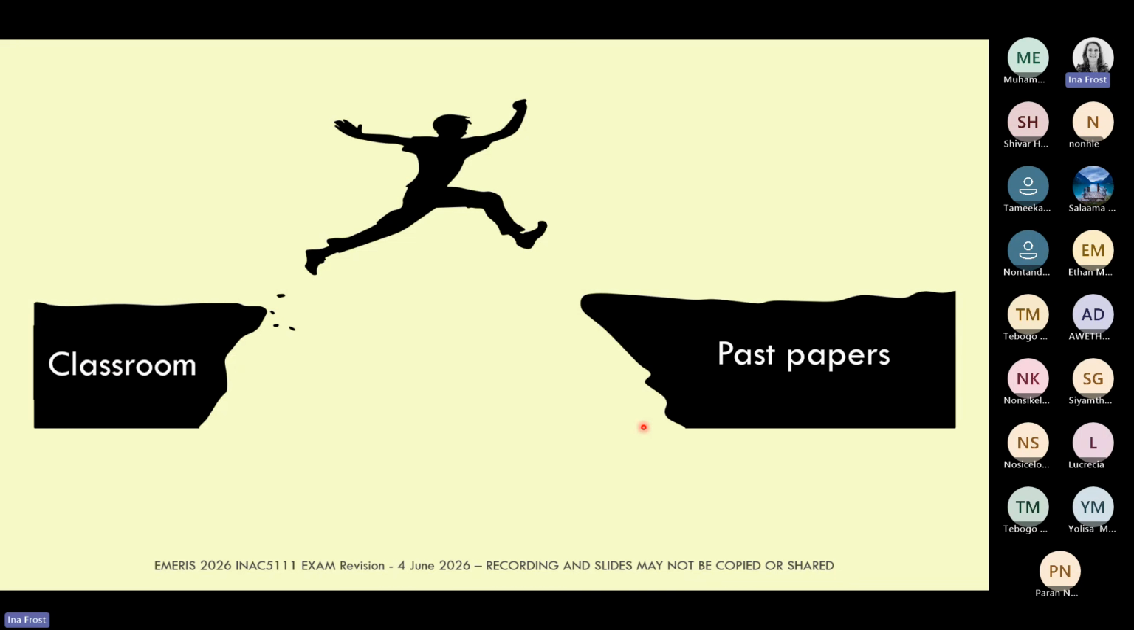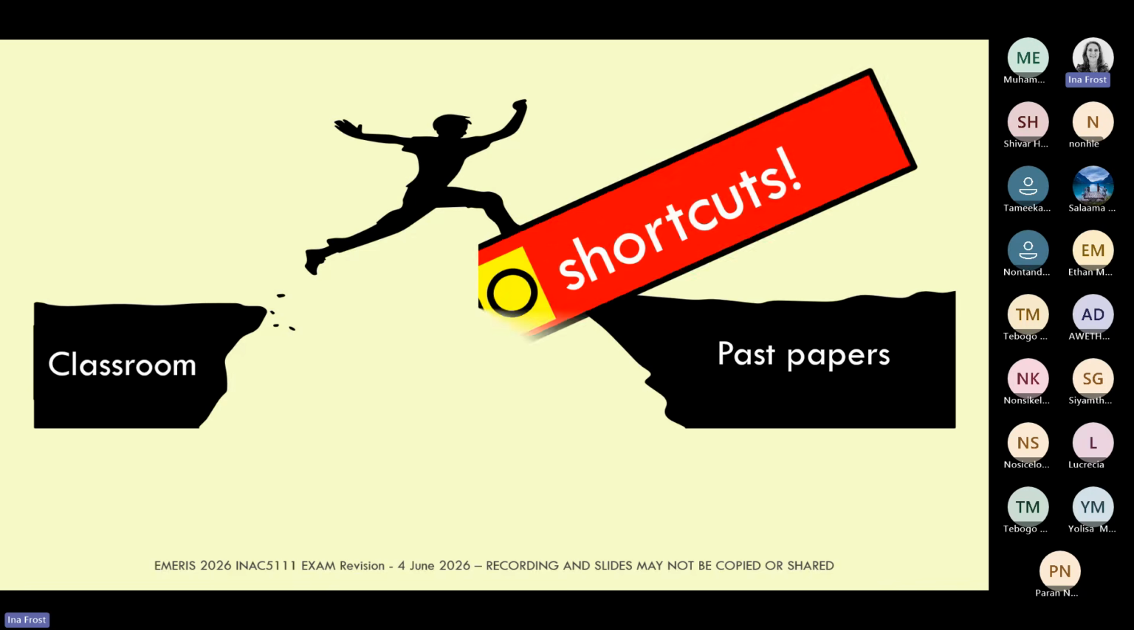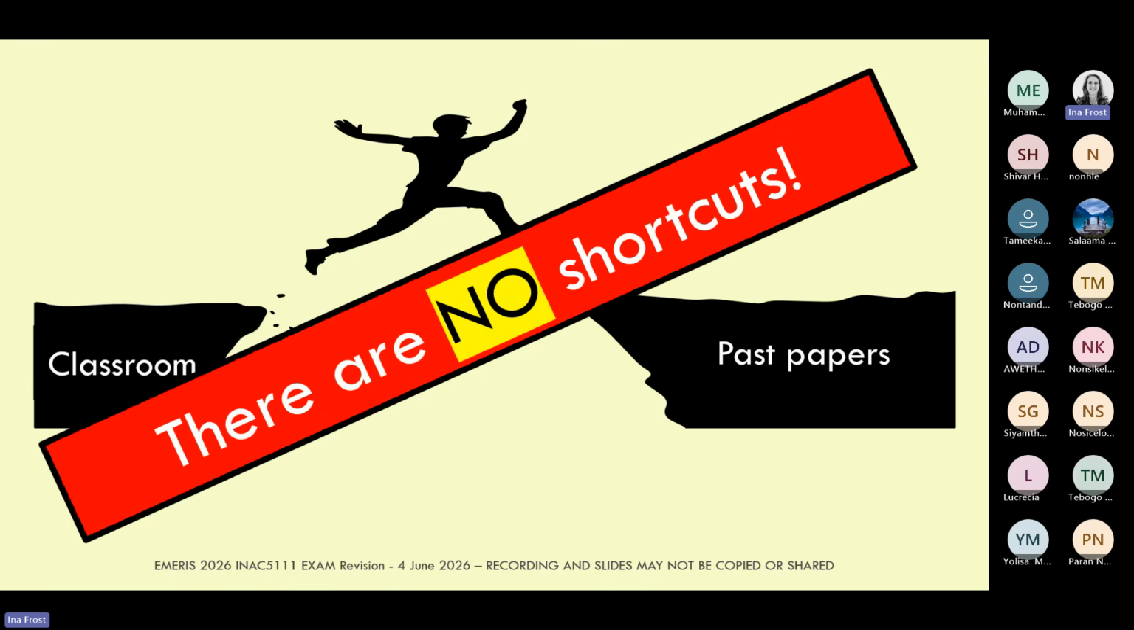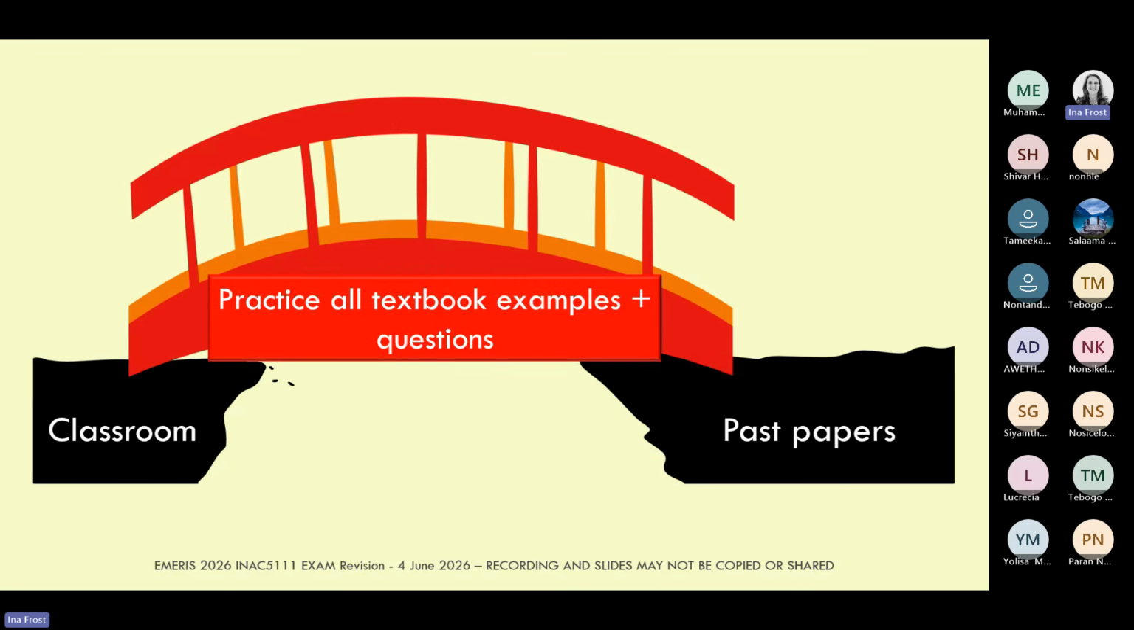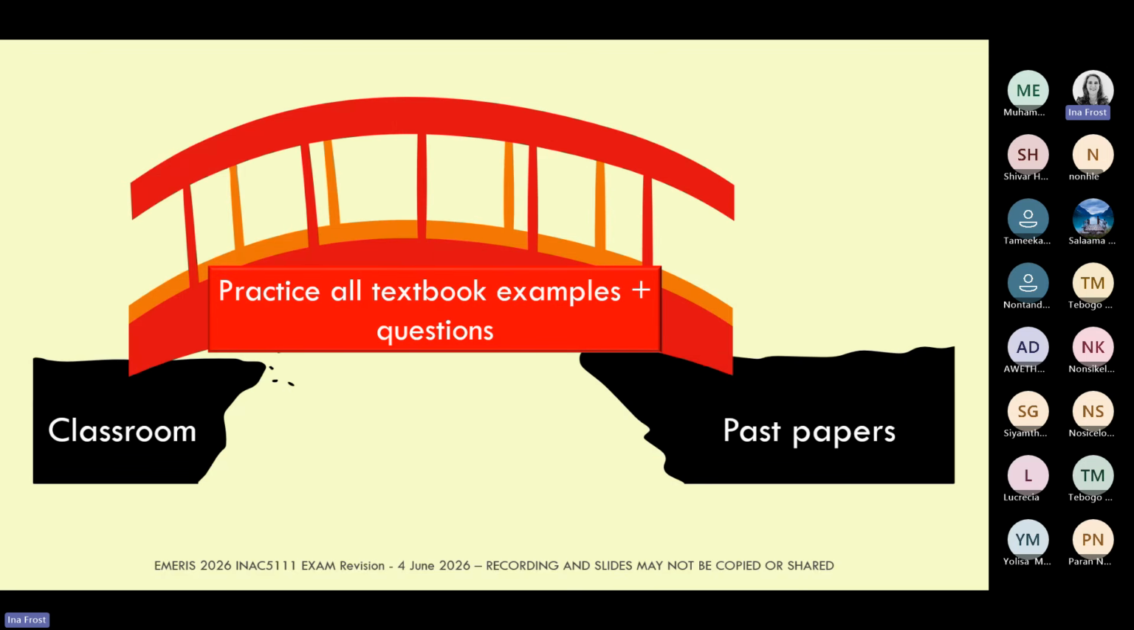Some of you might remember this slide of mine from previous presentations, but please don't be this student here that tries to leap from the classroom to the past papers. You have to make sure you fill up this gap of knowledge and then only go to the past papers. We said this previously, but in accounting, there are no shortcuts. So please don't think you can just jump straight over into past papers without really working through what is in your textbook, all the questions and all the examples.